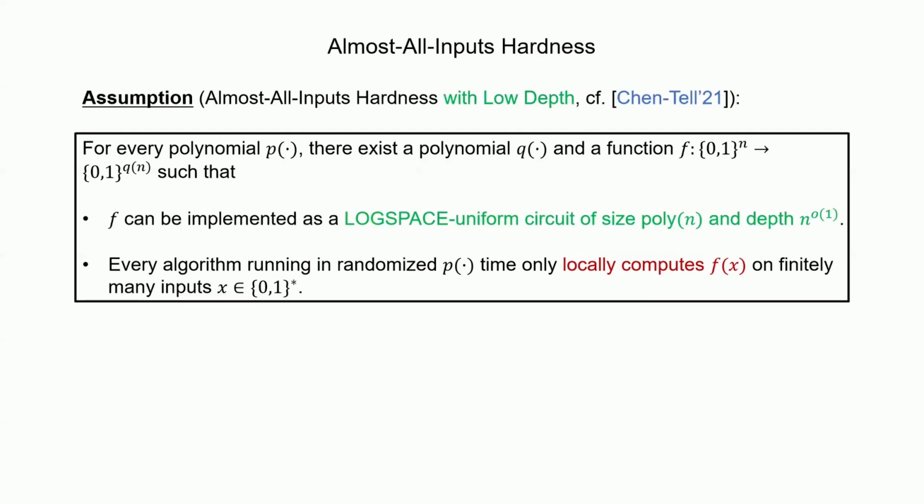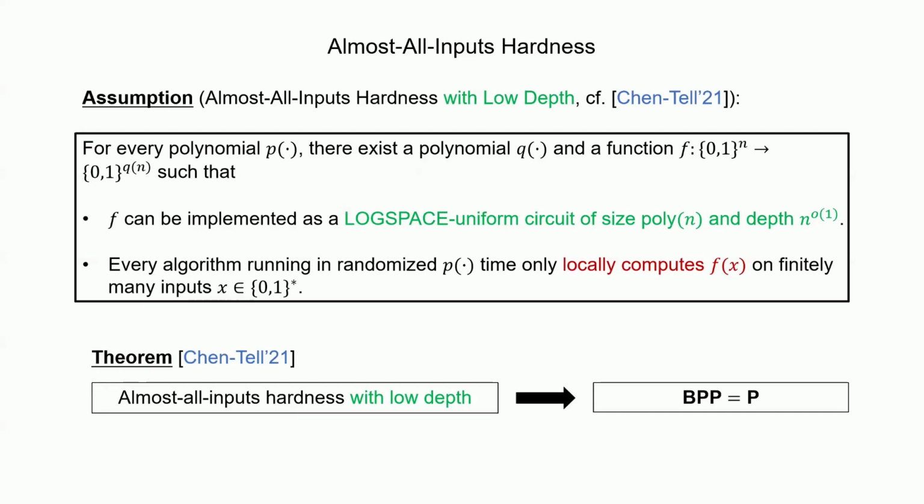Then they consider a stronger assumption about the existence of almost all inputs hard functions that can be computed efficiently with low depth. Let me call it almost all inputs hardness with low depth. It is similar to the previous assumption, with the only difference being that instead of saying that the hard function can be computed in polynomial time, it can now be computed by log space uniform circuits of polynomial size and subpolynomial depth. With this extra low depth efficiency condition, it was shown that almost all inputs hardness with low depth implies that BPP equals P.